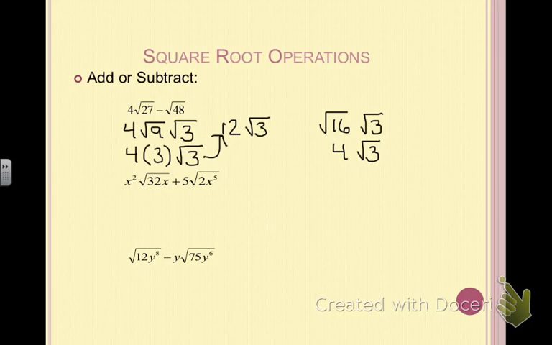Remember, the radicands must be the same. In our case, they are both now 3. 12 square roots of 3 minus 4 square roots of 3 results in 8 square roots of 3.